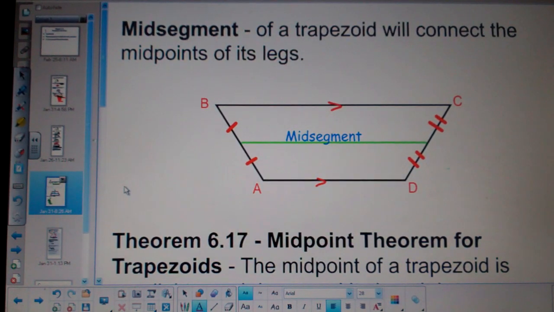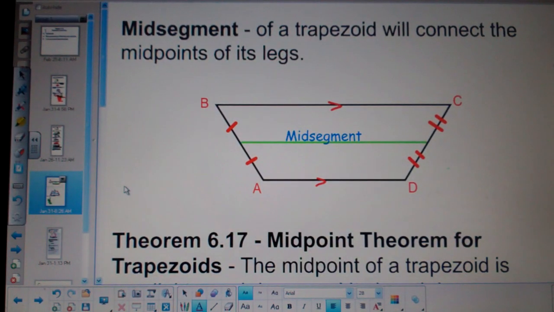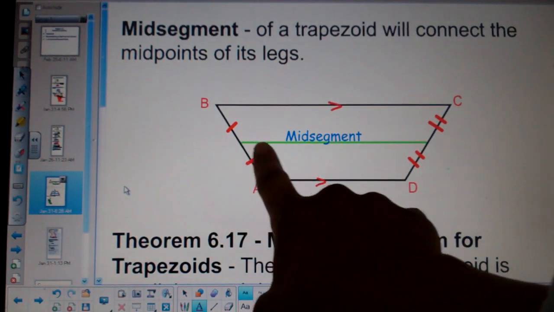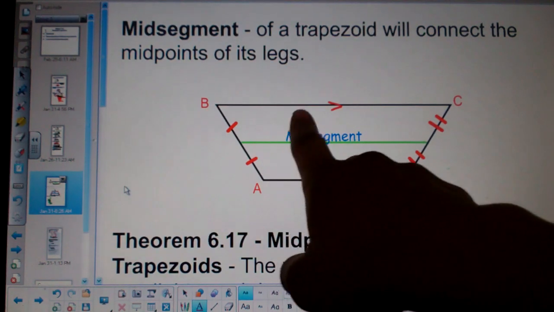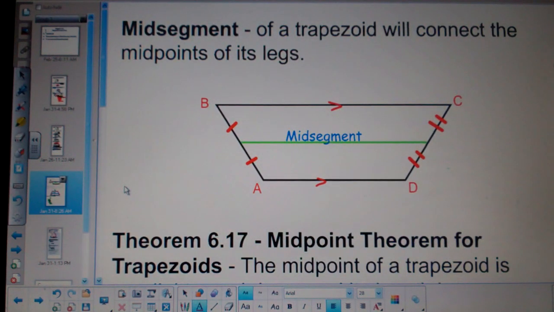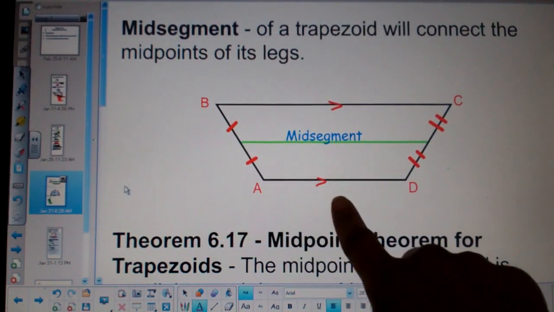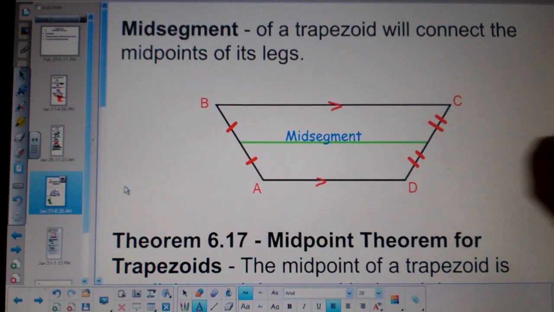And let's suppose we have a trapezoid. In this particular case, we have trapezoid A, B, C, D. And in this trapezoid, let's say we wanted to find the mid-segment. Okay, first of all, let's recall that on trapezoids, we have at least one pair of opposite parallel lines. So BC is parallel to AD, and I know that because of these arrowhead symbols.